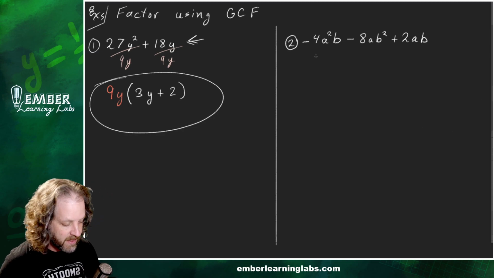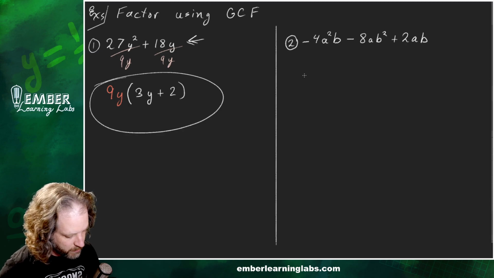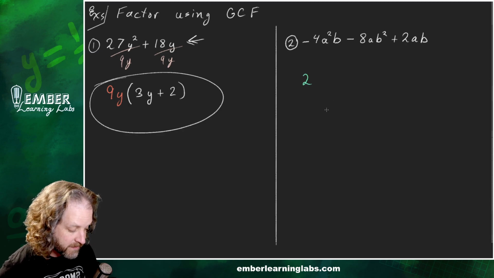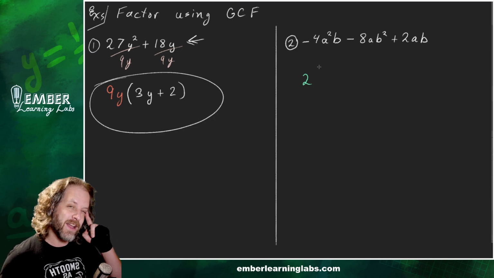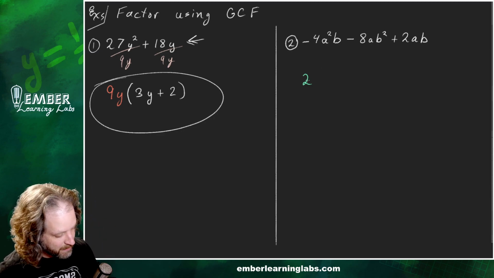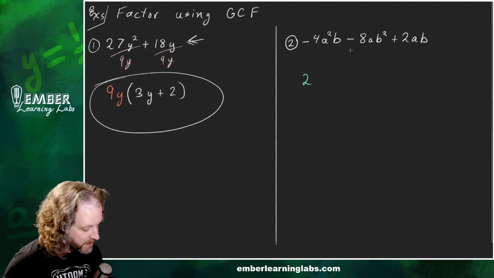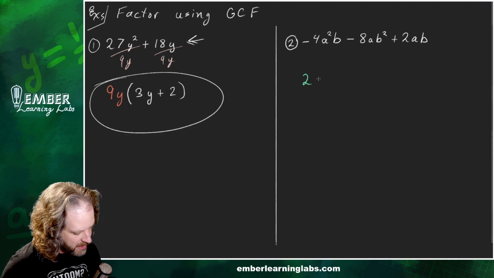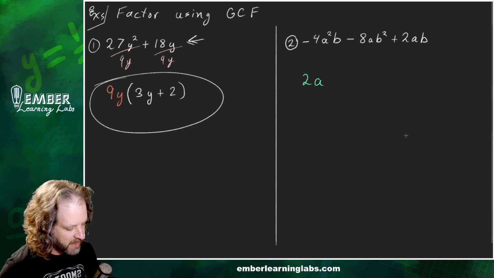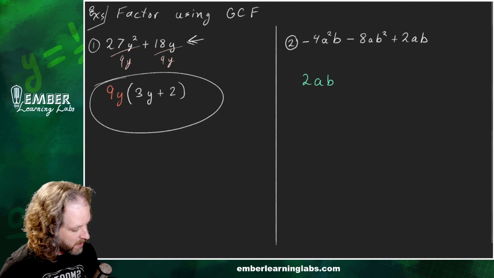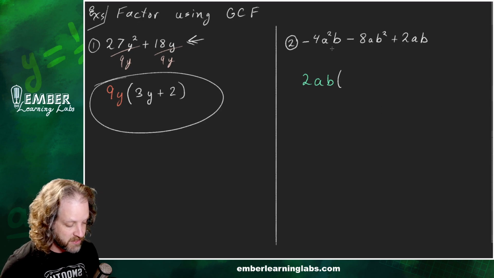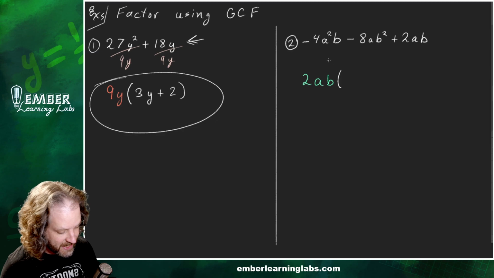Well, yes. 2 goes into all of them. We're going to pull out a 2. We could pull out a -2 and flip all the signs, which we'll log away for an example in a minute. Are there any letters? Well, they all have an A. And they also all have a b, so we're going to pull out a b as well. And then we're going to open parentheses and write down what's left. So don't forget to make sure the signs line up.